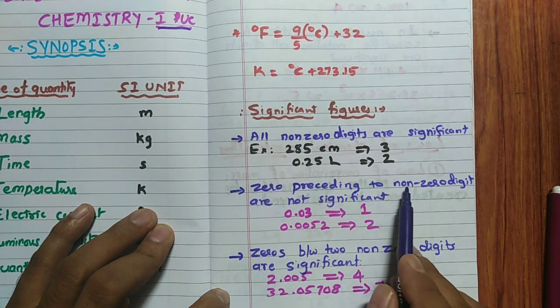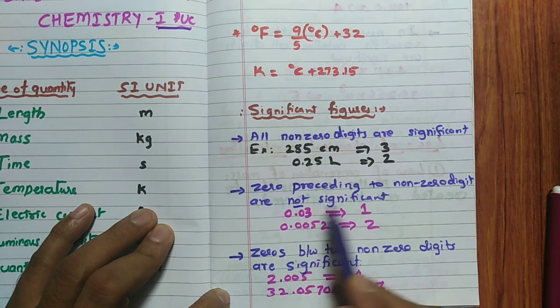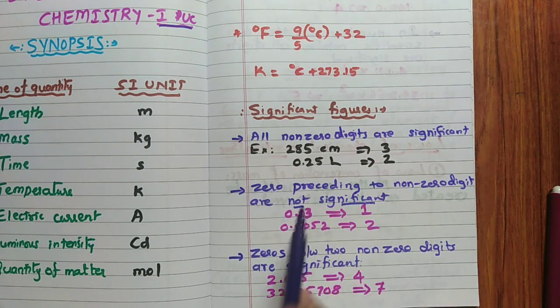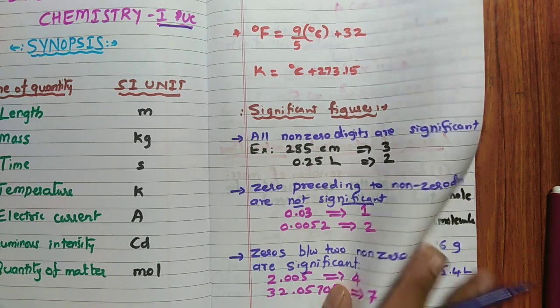Zeros preceding a non-zero digit are not significant. Remember, zeros preceding a non-zero digit. For example, 0.03, this 0 is not significant, this 0 also, so only one significant figure. 0052, only 52 will be considered significant figures. Zeros between two non-zero digits are significant. So zeros between any two non-zero digits, all these 1, 2, 3, 4, so here 7 significant figures are present. But zeros preceding a non-zero digit are not significant, remember that.